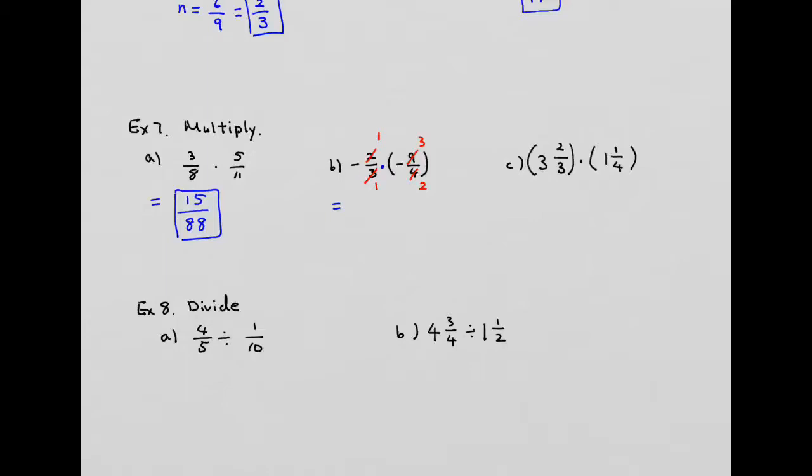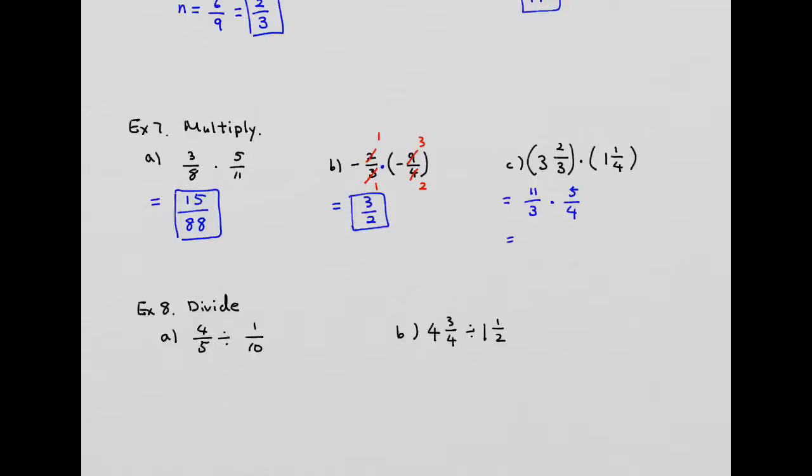So if you reduce, your multiplication becomes easier because it's a smaller number. And then you don't have to reduce when your number is large. If you have mixed fractions, I like to change it to an improper fraction first. So that's going to be 3 times 3 plus 2, which is 11 over 3, times 1 times 4 is 4 plus 1 is 5 over 4.